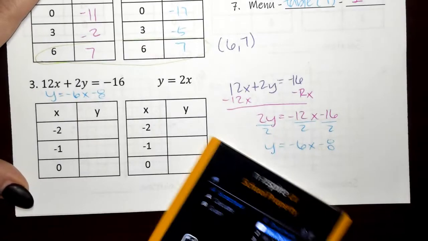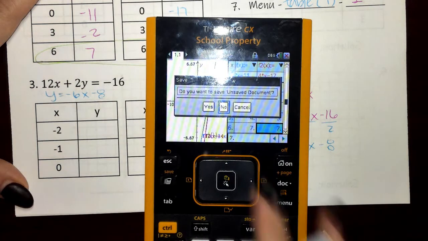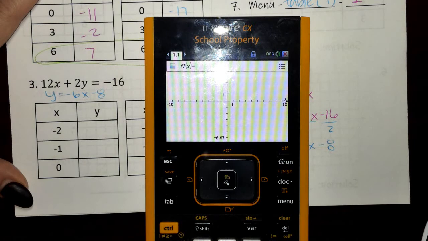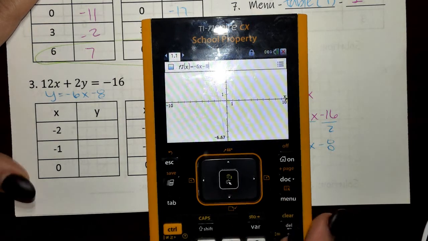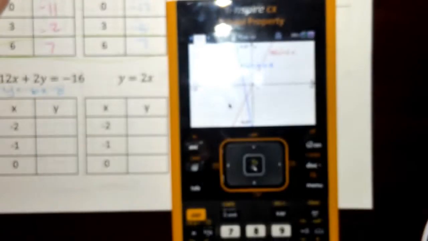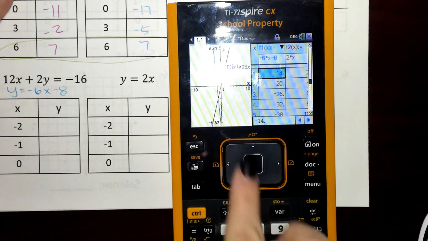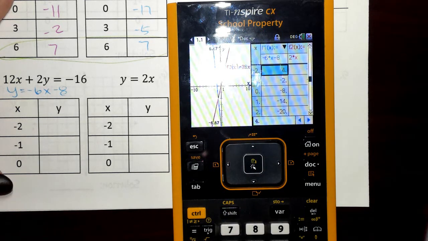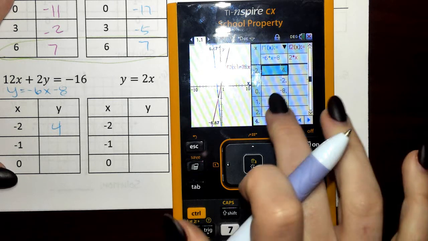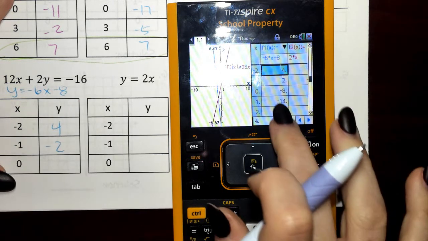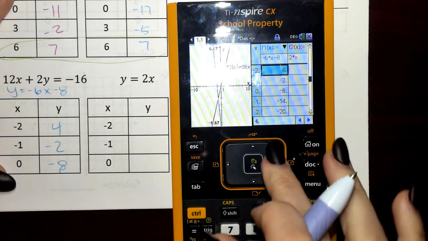So we follow those same steps. I'm going to go to New Document, no, add a graph. We've got negative 6x minus 8. Down. We've got 2x. Enter. Menu 7, 1. We've got the table we want. Negative 2, so that's 4. Negative 1 is negative 2, and 0 is negative 8.